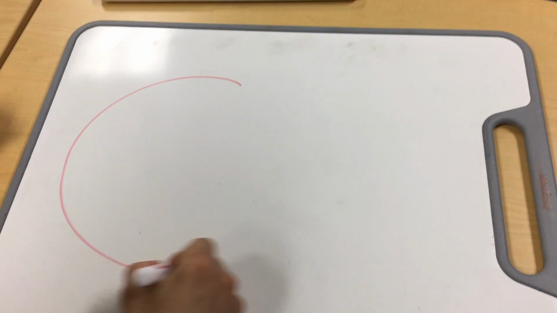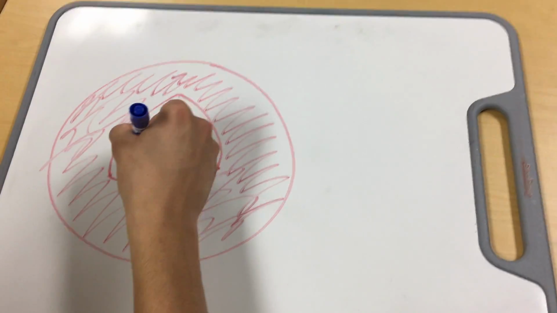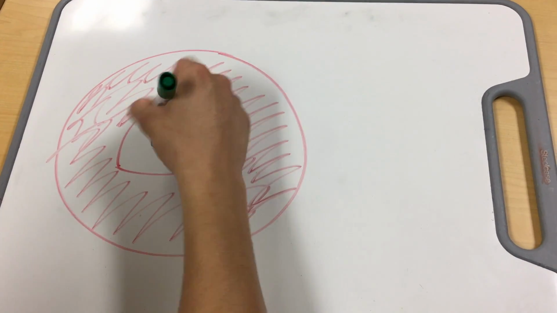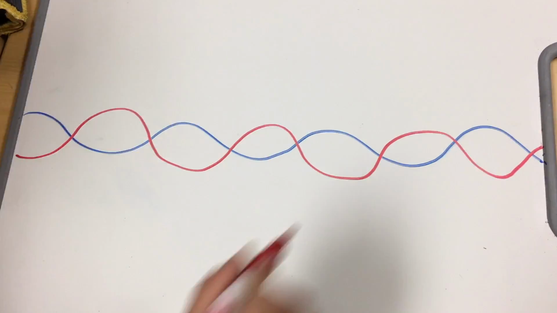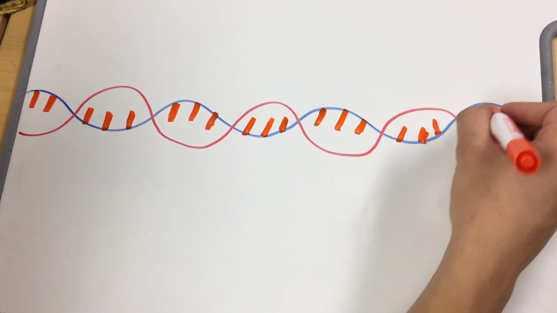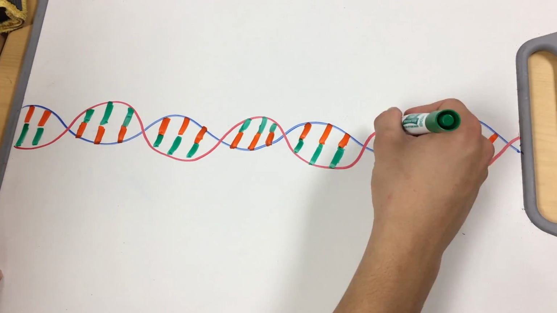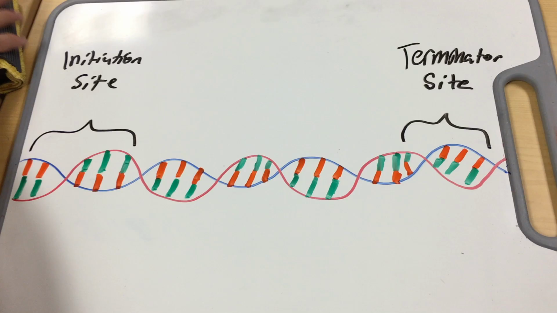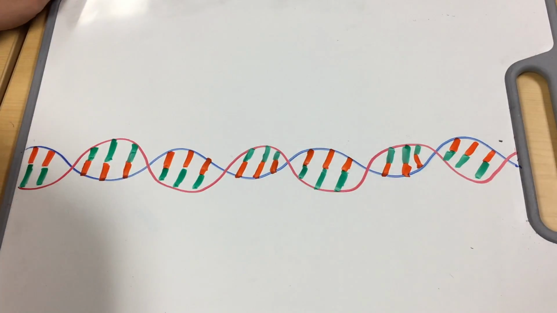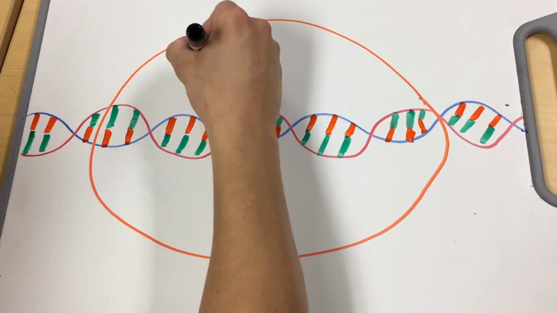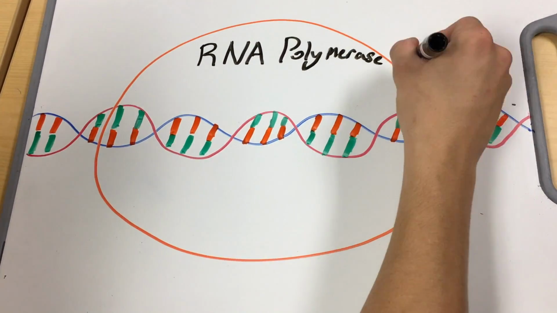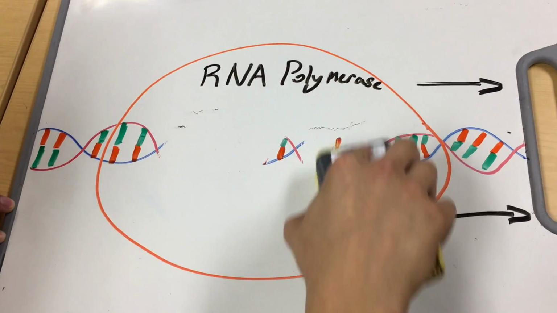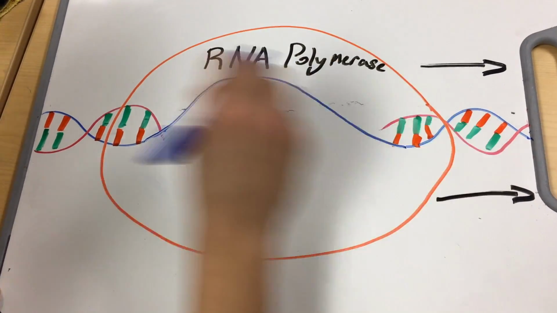The first process of gene expression is transcription, which occurs in the nucleus. Transcription occurs in three stages: initiation, elongation, and termination. On the DNA strand, a gene begins with an initiation site and ends in a terminator site. During initiation, an RNA polymerase enzyme binds onto the initiation site of a DNA strand.